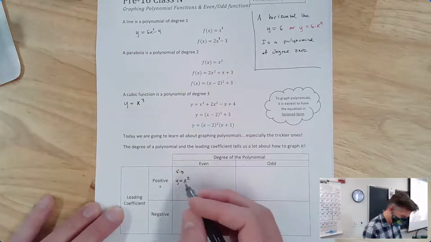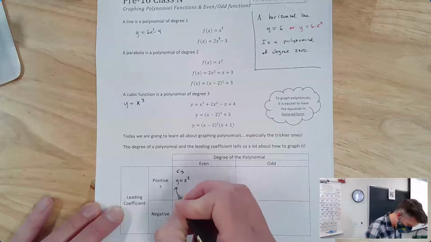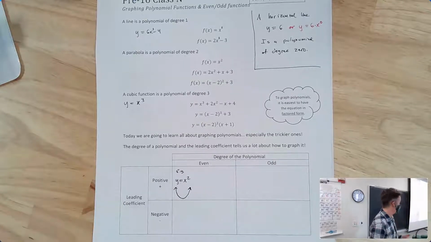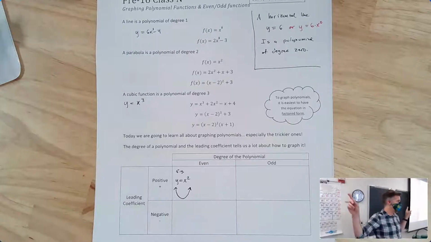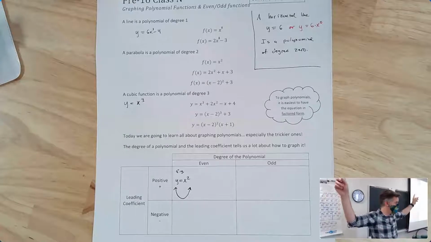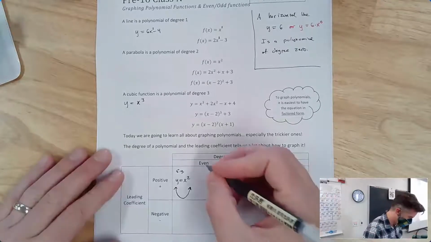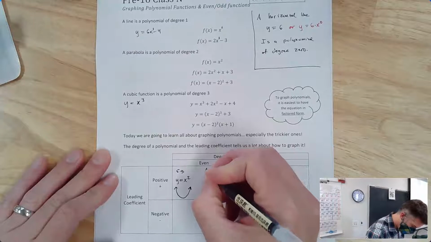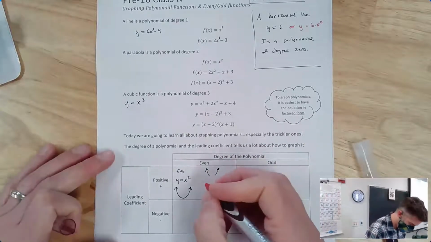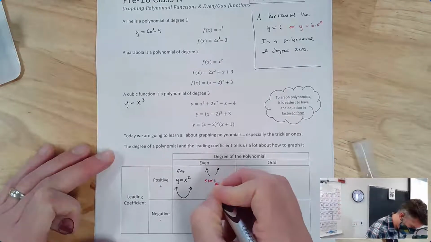So y equals x squared looks like this. And I'm not really concerned what's happening in the middle. I just want to point out that at the ends, either to the right or to the left, the graph goes upwards. So I usually just say it's up on the left, up on the right. Some people like to write other more complicated things like it starts high, it ends high.